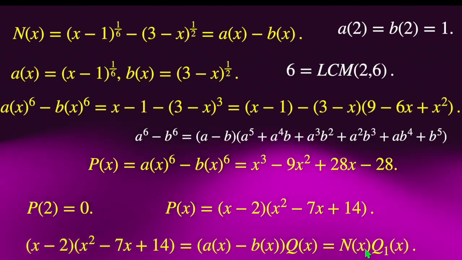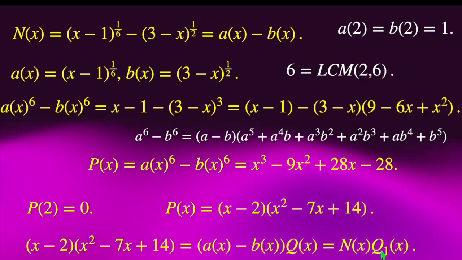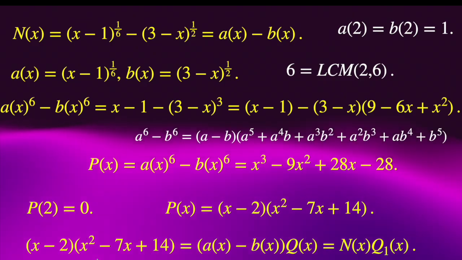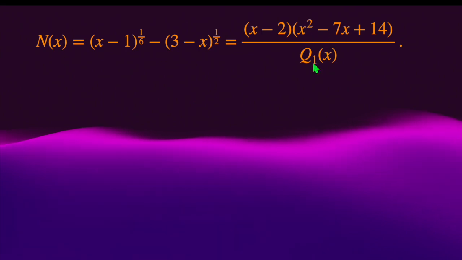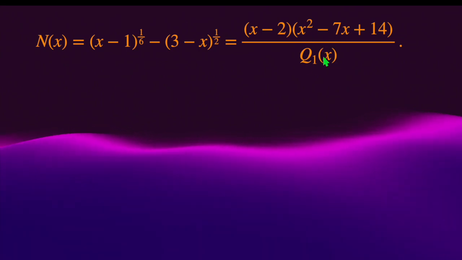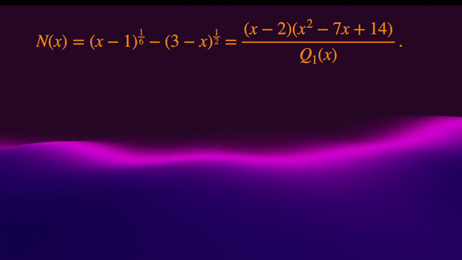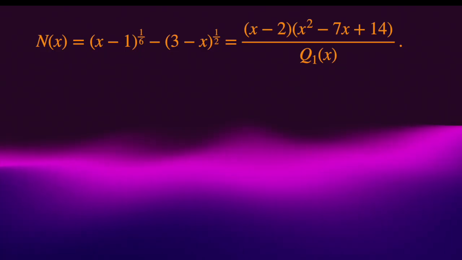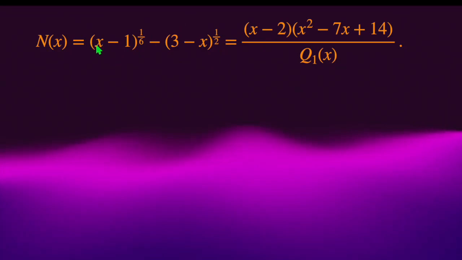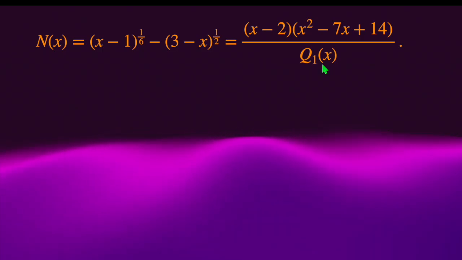So now we are done with the numerator. We have that the numerator is the quotient of these two polynomials. Okay, now we can replace and get this first expression. So it is the trick we use to transform this quantity into a rational fraction.